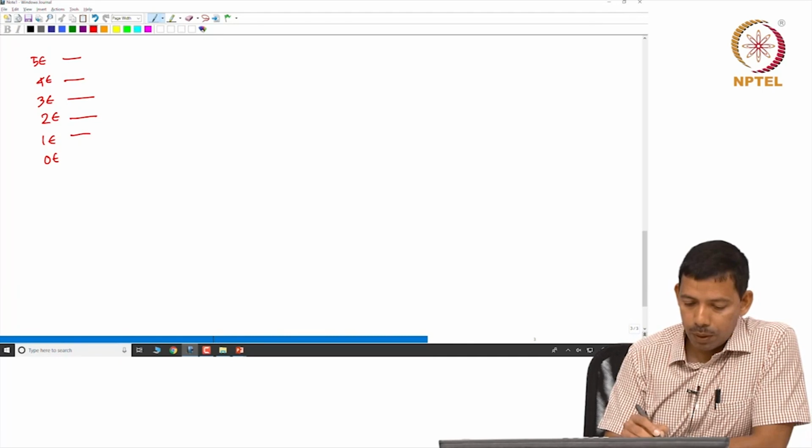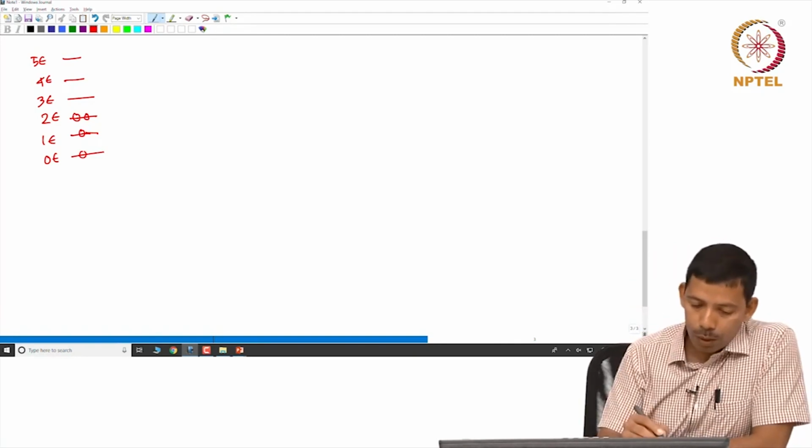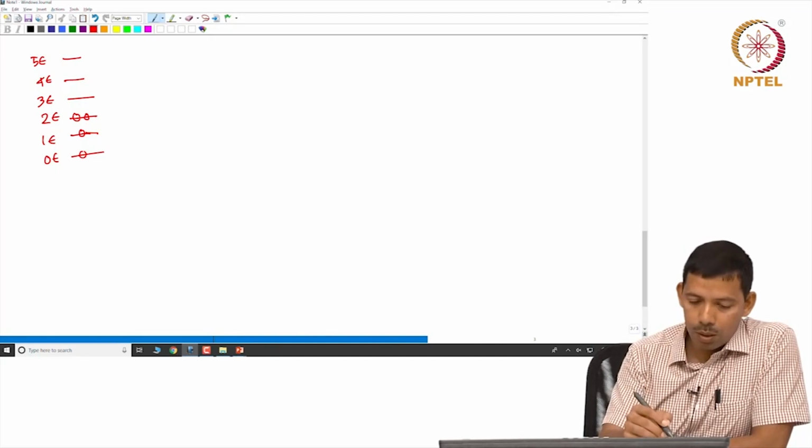So what will be the distribution? We can have 2 particles here, 1 particle here, 1 particle here. So what is the total energy now? We have 2 cross 2, 4 plus 1, 5ε. So this is the right macrostate.